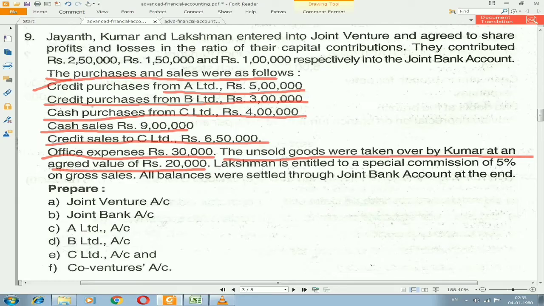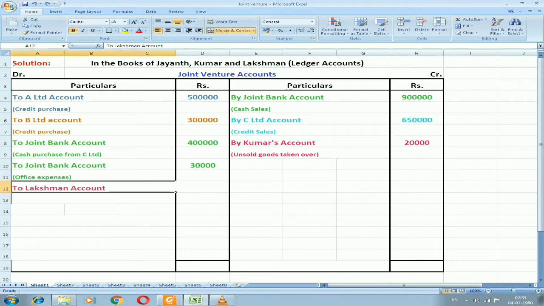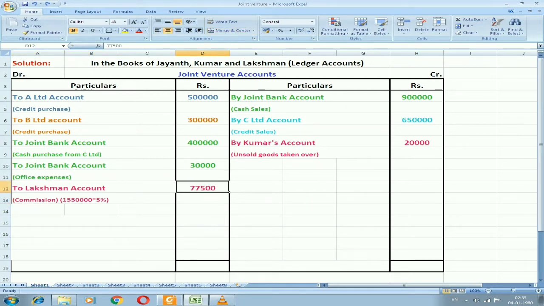Other than that, Lakshman is entitled to a special commission of 5% on gross sales. It is a special commission which is paid to Lakshman, and it is also an expenditure for the joint venture. So that expenditure we are supposed to take under the debit side of the joint venture account. That is 5% on gross sales, on total sales. Let us take it in the name of: to Lakshman account. Total sales is 9 lakh plus 6 lakh 50,000, so by adding the two sales we get 15 lakh 50,000. On that we take 5% commission, so I get 77,500.